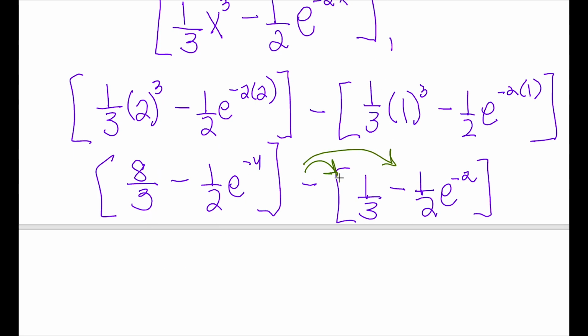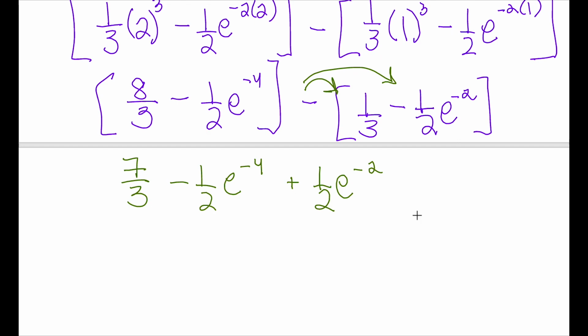So 8/3 minus 1/3 is 7/3. Minus 1/2 e to the negative 4th. Then this negative times a negative makes this positive 1/2 e to the negative 2nd.